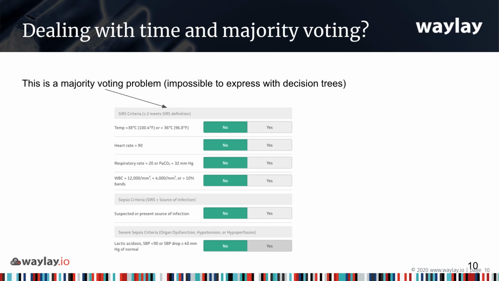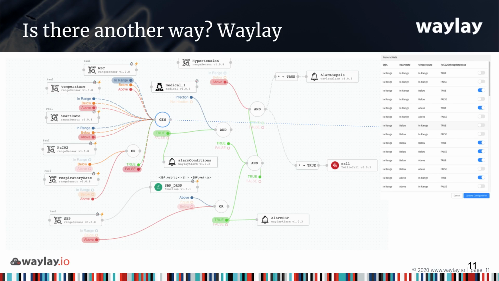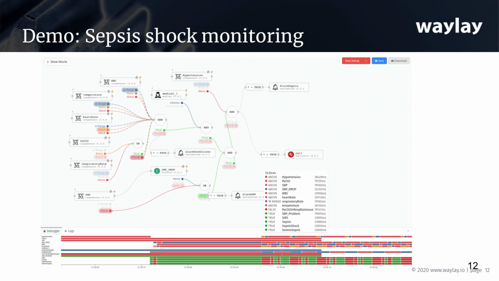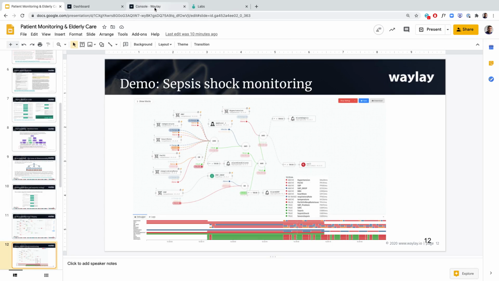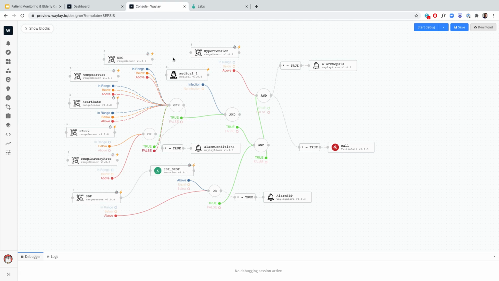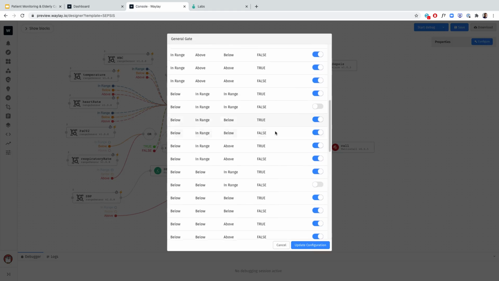So then obviously the question is, is there another way to implement such diagnostic rules? And today I will show you how you can do that with our automation technology. So let me go directly to a demo and try to present different ways to express the same problem.